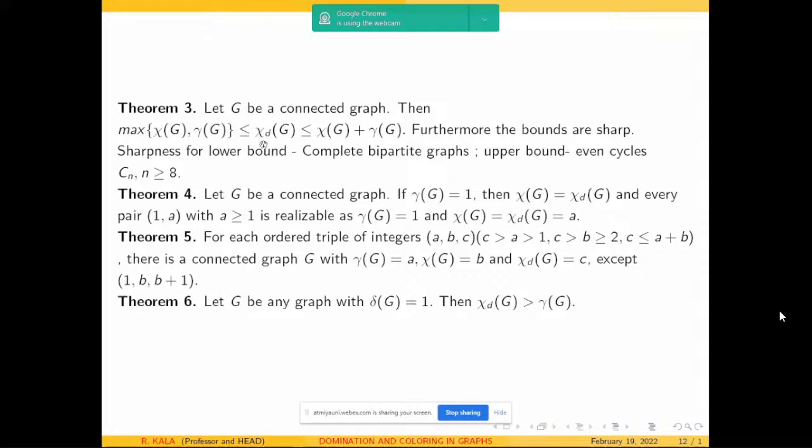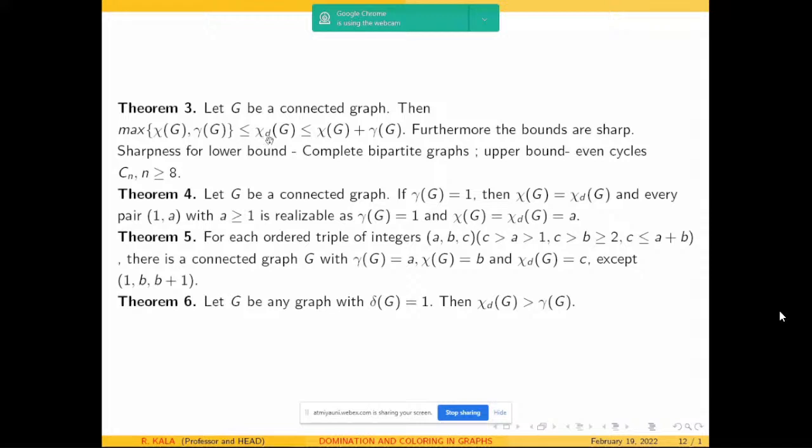And then another bound for chi d in terms of gamma. Of course, here you have both gamma as well as chi. This is a parameter which relates gamma and chi, so naturally the lower bound as well as the upper bound are both in terms of chi and gamma. It is for a connected graph. You can see that every chi d coloring is also a chi coloring, so chi is less than or equal to chi d. I can also show that gamma is less than or equal to chi d. It is enough if I give a dominating set with cardinality chi d, so that gamma will be less than or equal to that.